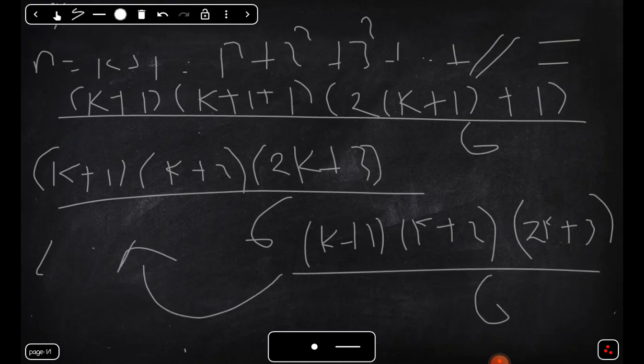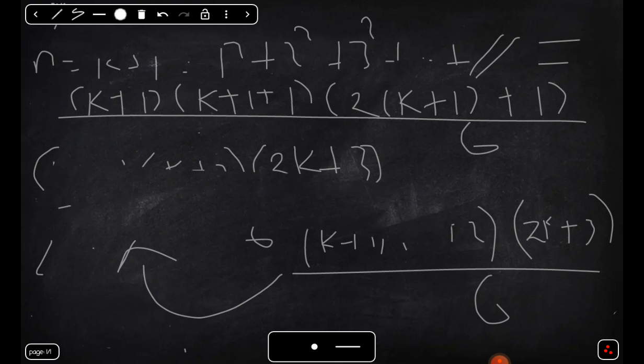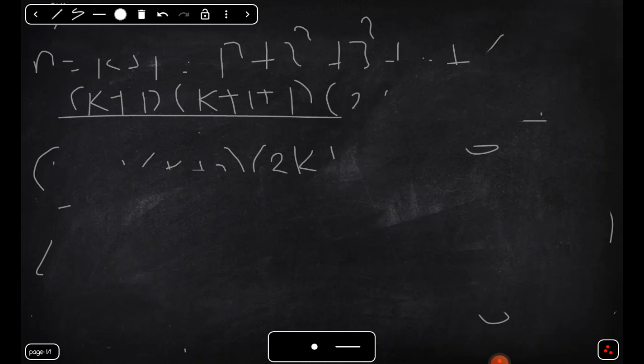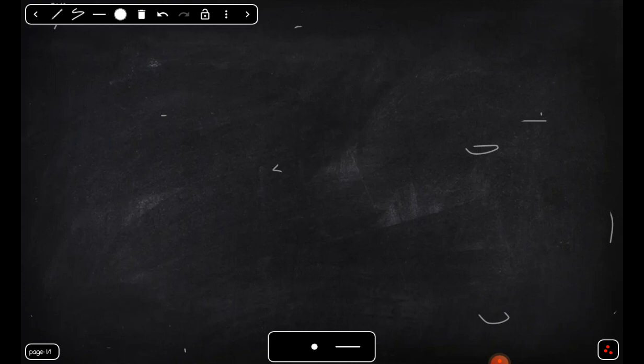So that is what we do in mathematical induction. The left-hand side is equal to the right-hand side. Thus, we have proved that the statement is correct, and hence, that ends our proof of this inductive statement.